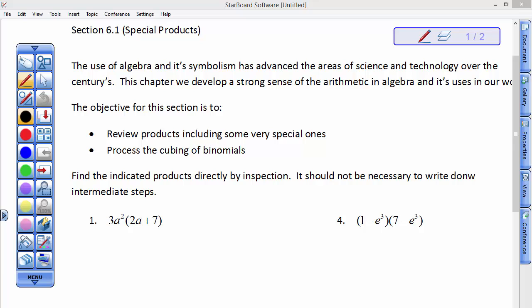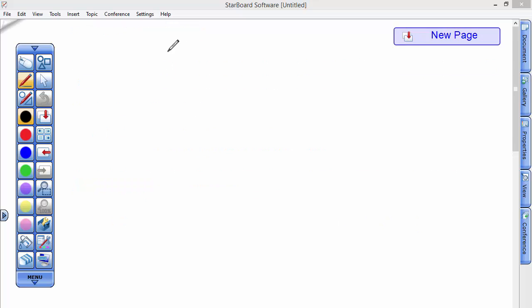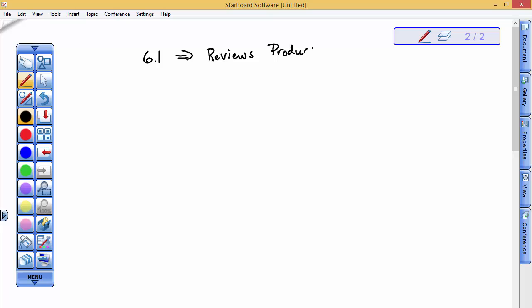So I think of Chapter 6 as two chapters. And actually, I'm going to take a blank page and explain that to you. In Chapter 6, Section 1, we review finding products of algebraic expressions. In sections 2 through 4, I believe, we will cover the undoing of multiplying, which is called factoring.